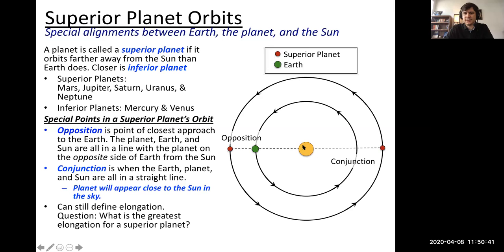And what would its elongation be? Well, it would be 180 degrees away. The greatest elongation for a superior planet is 180 degrees away. And since it's the closest that it can get to the Earth in its orbit, that's also when the planet is going to have its largest angular size and appear the brightest.